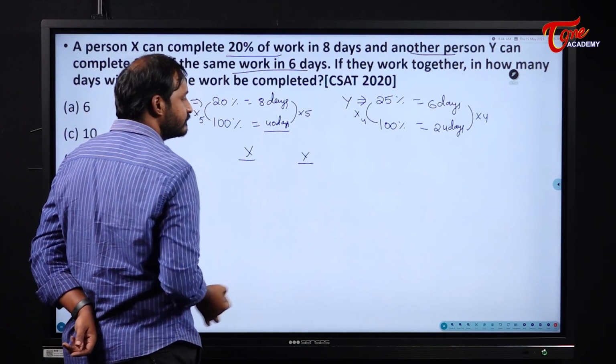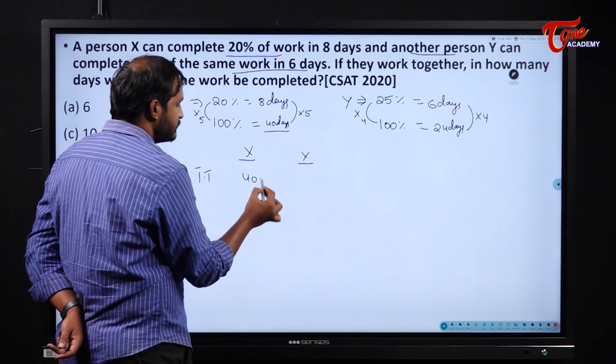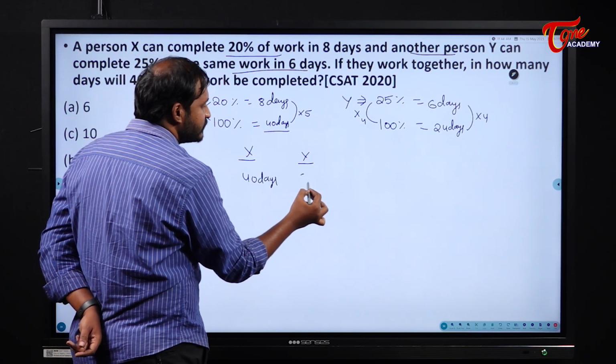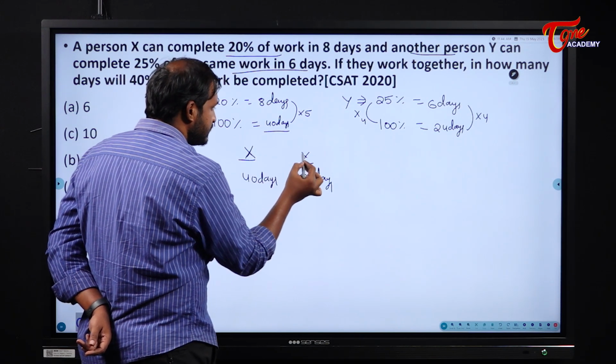X and Y. Time taken by X will be how much? 40 days. Time taken by Y will be how much? 24 days. This is X, students, and this is Y.